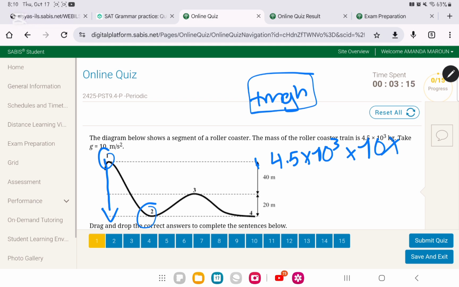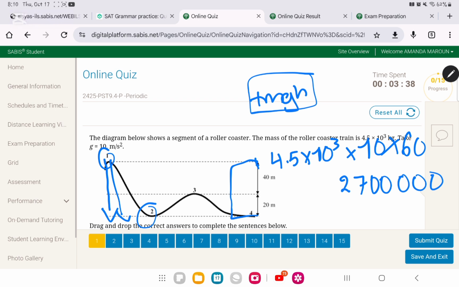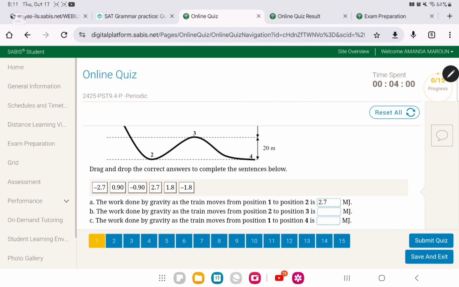Always pay attention, in physics the mass is in kilograms and the height is in meters. So the height in meters from position 1 until position 2 is 60 meters. So if you do it on your calculator, you are gonna get 2,700,000. I believe they want it in megajoules, so to change it from joules, this is your value in joules, to change it into megajoules, you are gonna divide by 10 to the power of 6. So if you divide by 10 to the power of 6, you are gonna get 2.7. So your answer for the first one is 2.7.